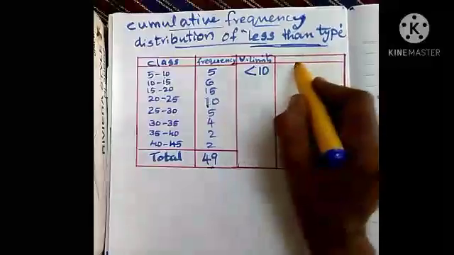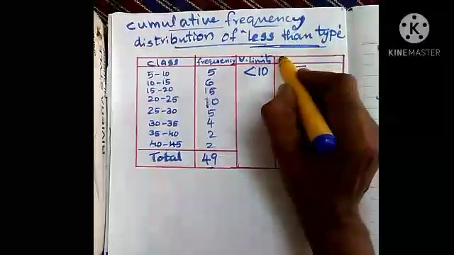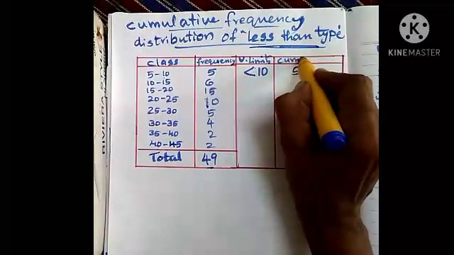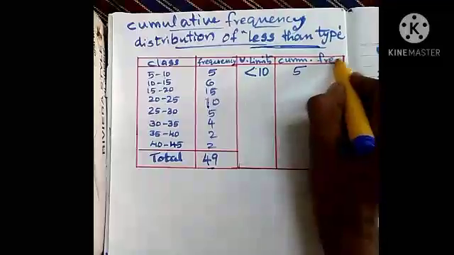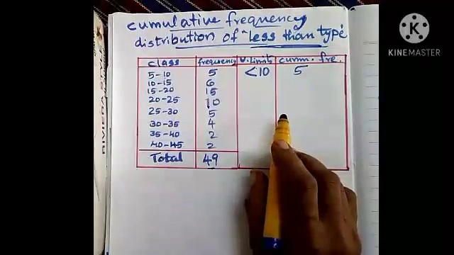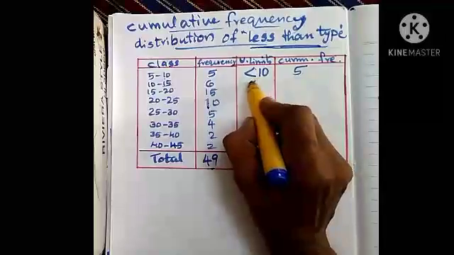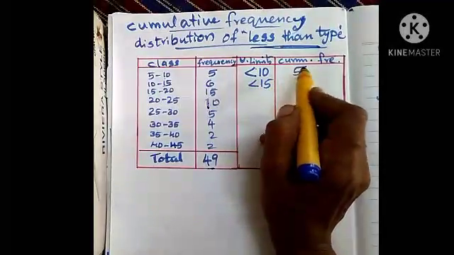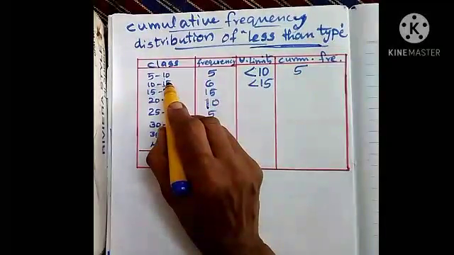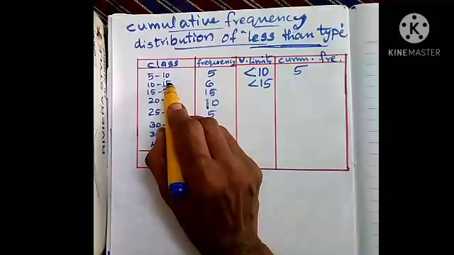That is same as frequency 5. So in this column we are going to write cumulative frequency. Now the next column, here the upper limit is 15. So we need to write less than 15. How many students got marks less than 15?